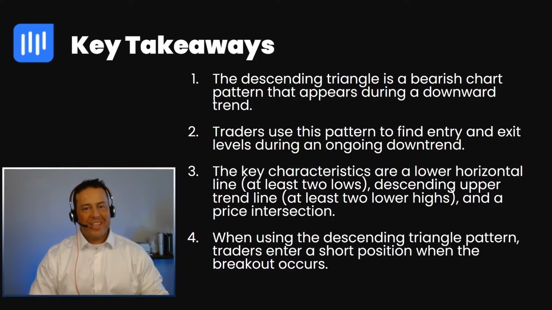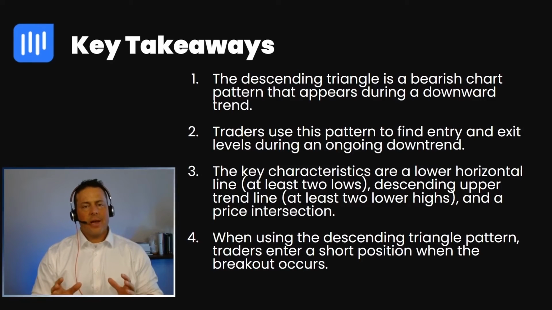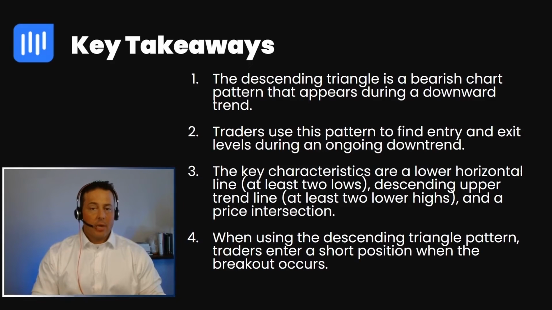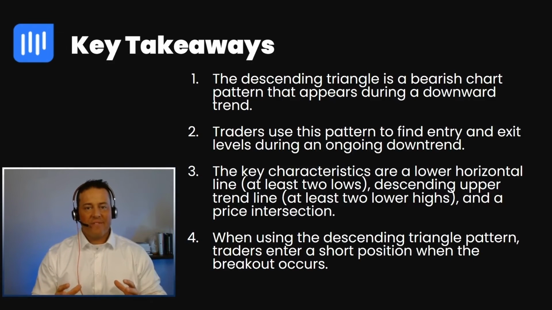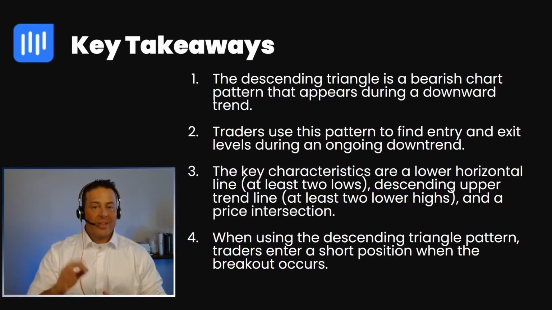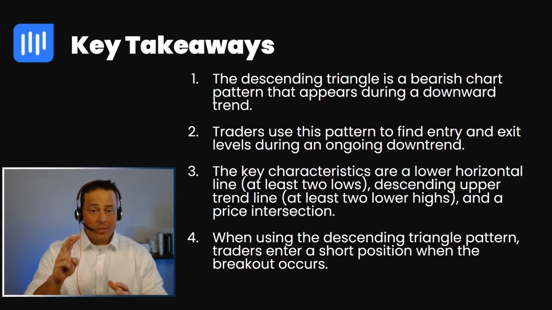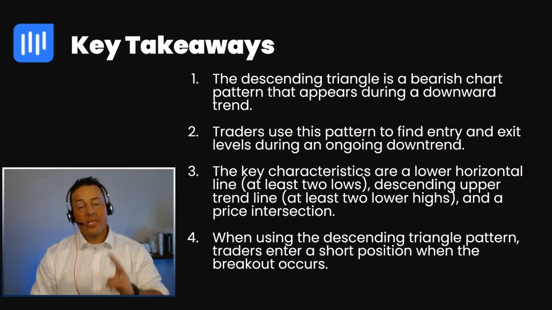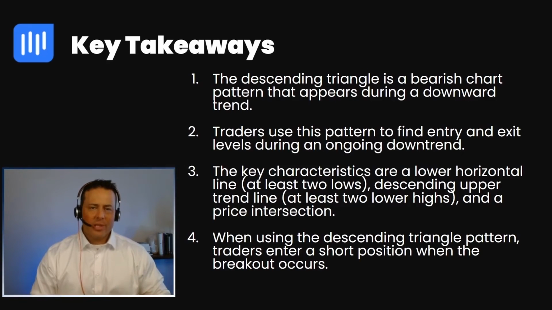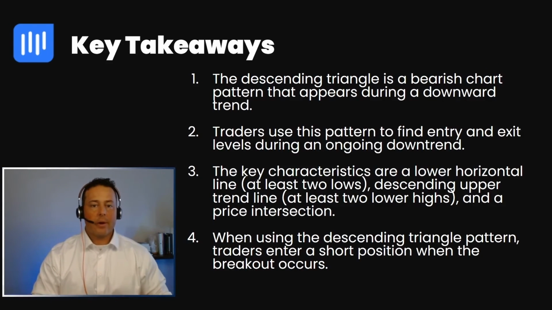Now, let's review some of the key takeaways from the descending triangle pattern. Number one, the descending triangle is a bearish chart pattern that appears during a downward trend. Number two, traders use this pattern to find entry and exit levels during an ongoing downtrend. Number three, the key characteristics are a lower horizontal line, at least two lows, a descending upper trend line, at least two lower highs, and a price intersection. Number four, when using the descending triangle pattern, traders enter a short position when the breakout occurs.